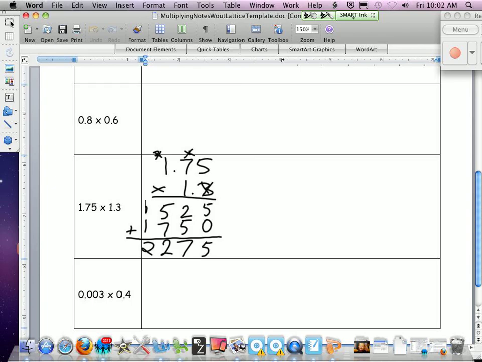How many decimal places did we ignore altogether? 3. Some people really benefit from drawing the swoops. I ignored 2 decimal places there and 1 decimal place there. And they draw the swoops going the other way in the answer. So where should the decimal point go in the answer?